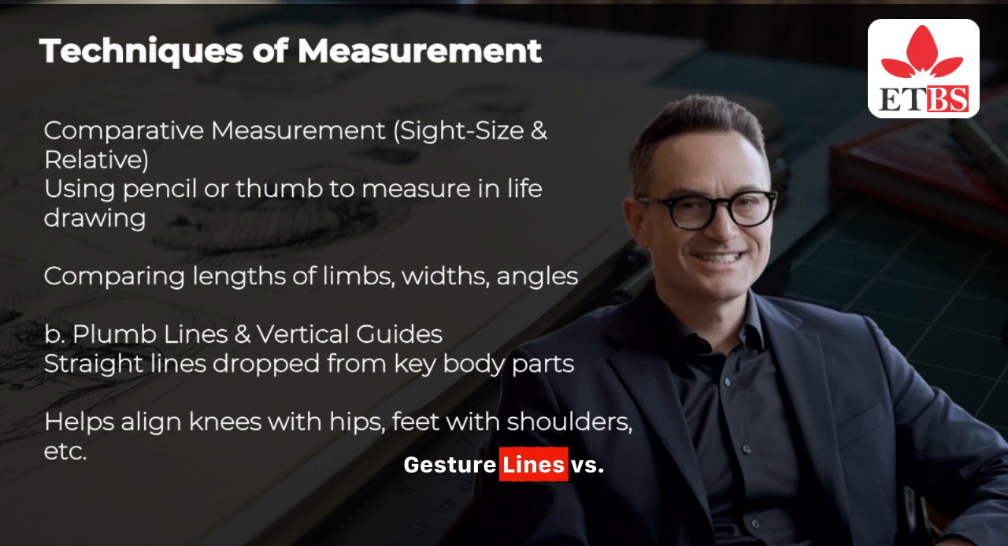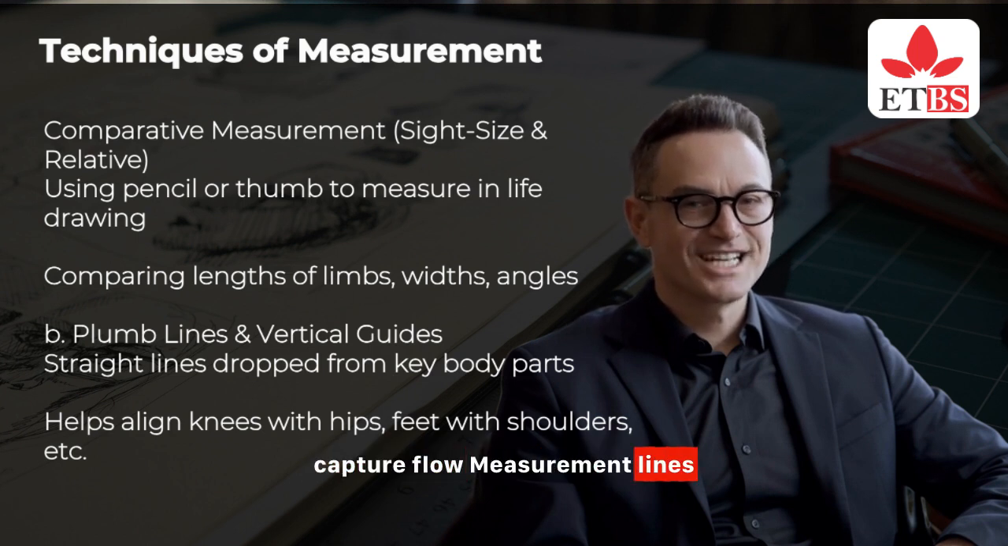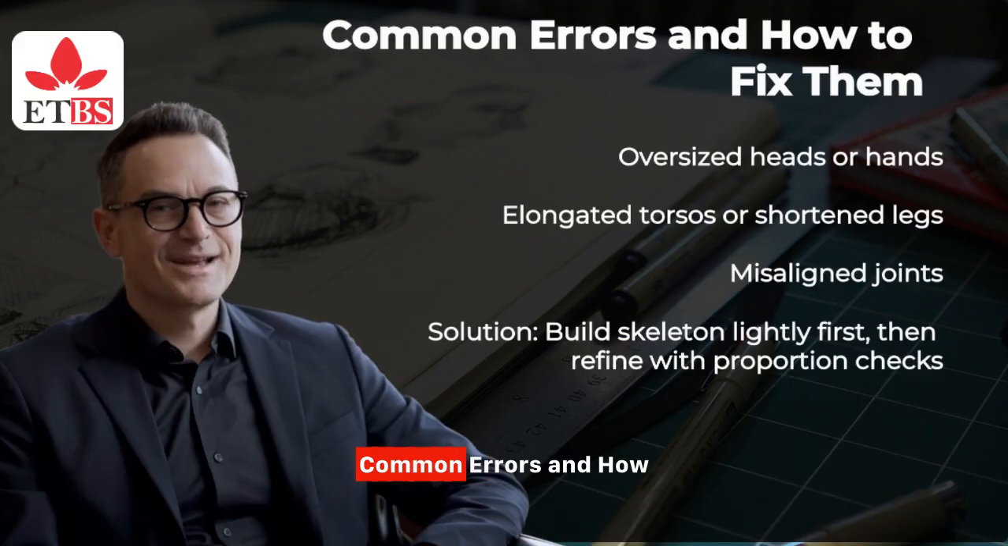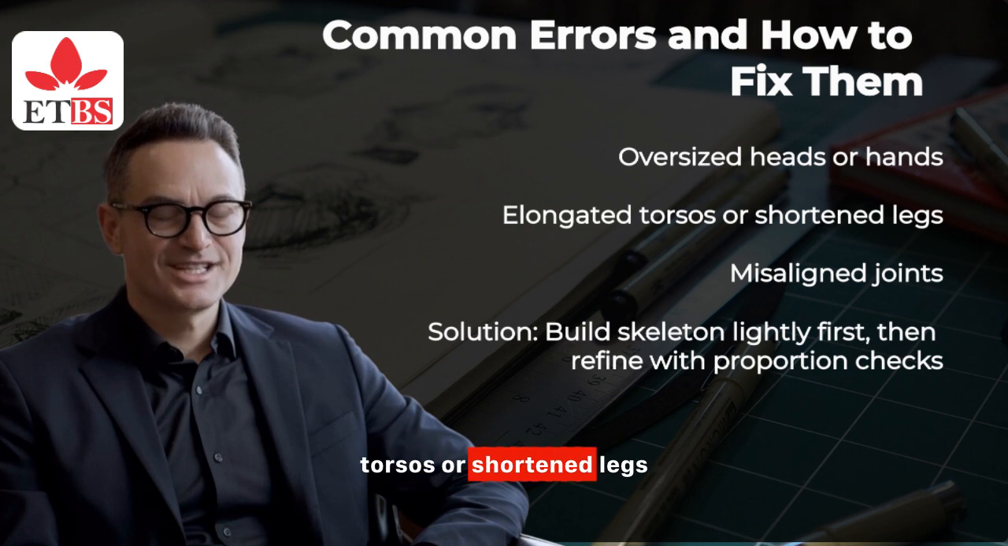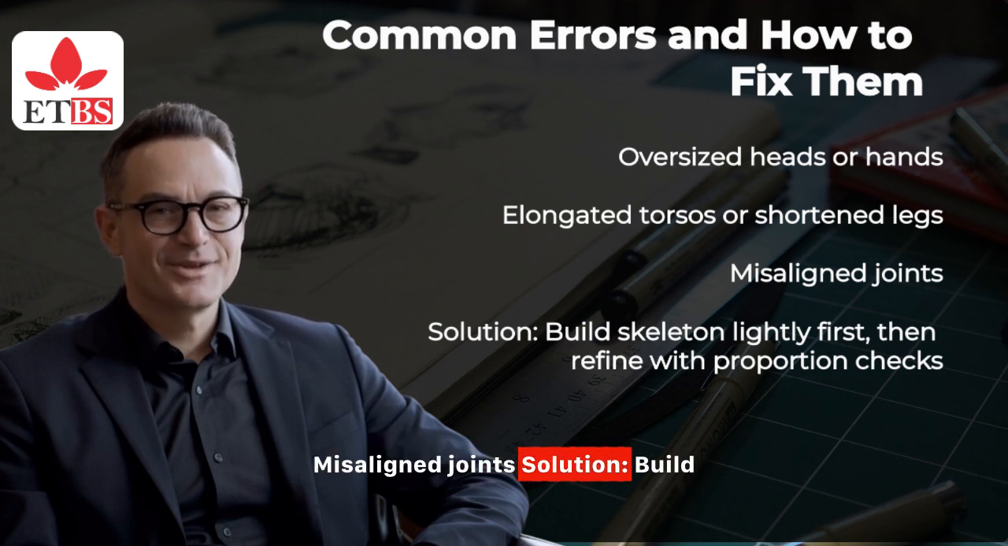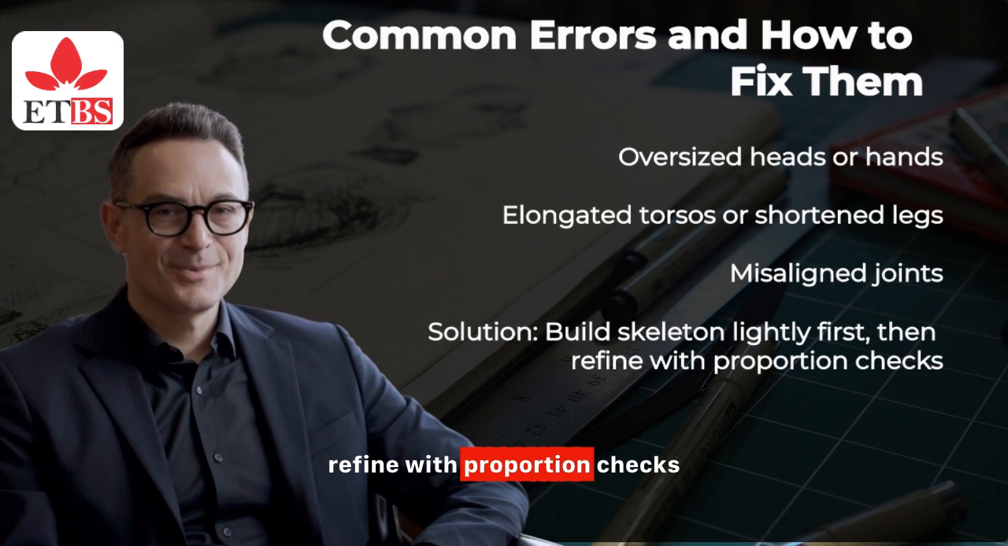D. Gesture lines versus measurement lines. Gesture lines capture flow, measurement lines bring correction. Sixth, common errors and how to fix them. Oversized heads or hands, elongated torsos or shortened legs, misaligned joints. Solution: build skeleton lightly first, then refine with proportion checks.